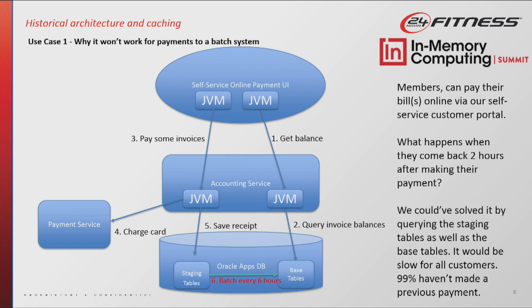We write to staging tables and we charge the credit card, and there's a batch process that could take as much as up to 6 hours to get into the regular tables. So people were coming in to the UI, making a payment. Let's say they owed 100, get balance returned 100. They paid 100. We cached it in this JVM. We stored it in the staging tables, but the batch hadn't run. When they came back 2 hours later, the batch hadn't run, so we said, you owe $100.